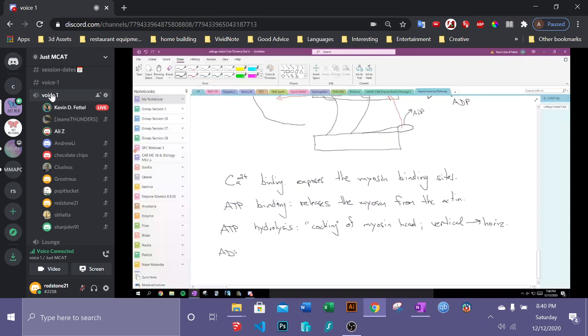It's the power stroke, where the ADP leaves through ADP hydrolysis and causes, I guess you could say, a slingshot catapult effect. Yeah. I like that analogy. Awesome. I like that slingshot analogy.